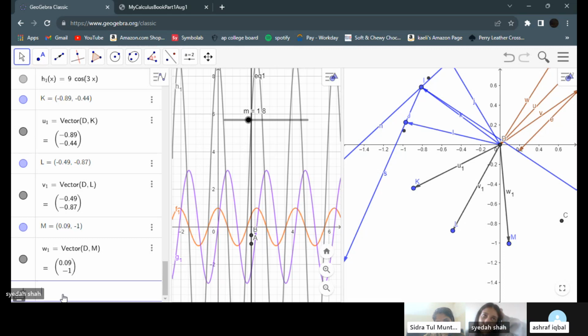Okay, so you can find the velocity vectors now. Halima, the vectors are V1, U1, and W1. Oh, I'm doing the points. Okay, thank you.